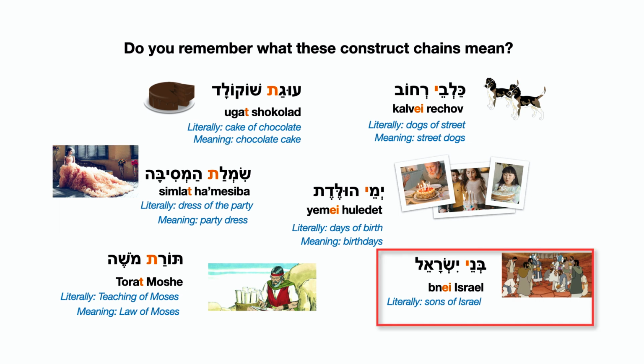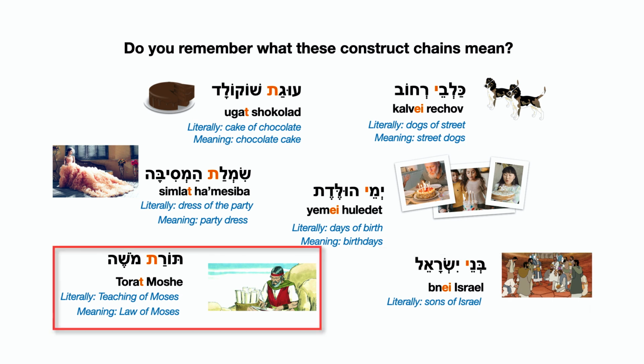And we have bnei Israel. Bnei means sons of, so plus Israel, that's sons of Israel. Bnei Israel. And Torat Moshe. Torat means teaching of, plus Moshe, which means Moses. That means teaching of Moses. That's how Jews say the law of Moses.